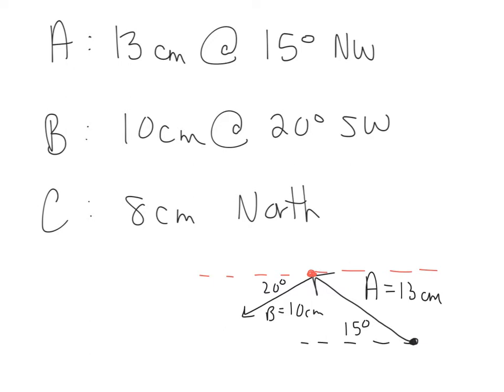Then from here, what does the person do? Straight north. Straight north from there. So let's draw a vector straight up from there. And that's vector C, and its length is 8 centimeters. So in reality, which way is this person going to end up moving? Give me a directional. From beginning to end, which way are they going to move? Northwest.